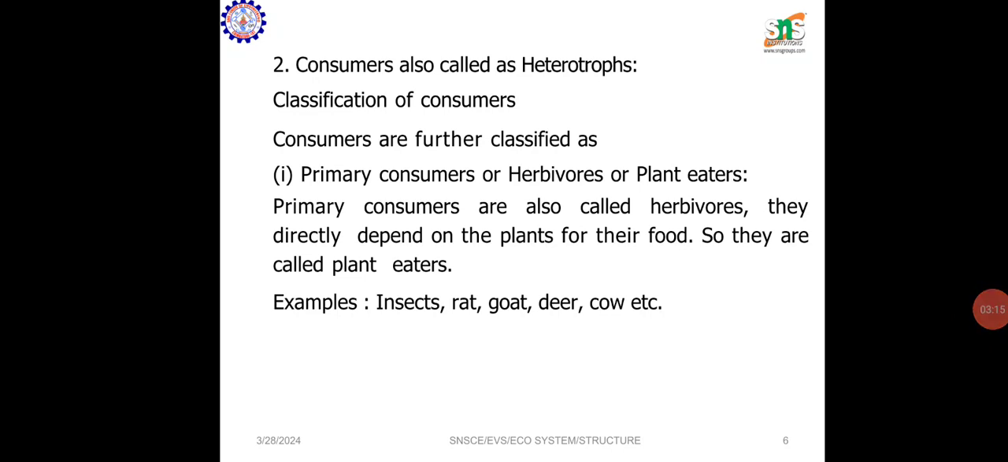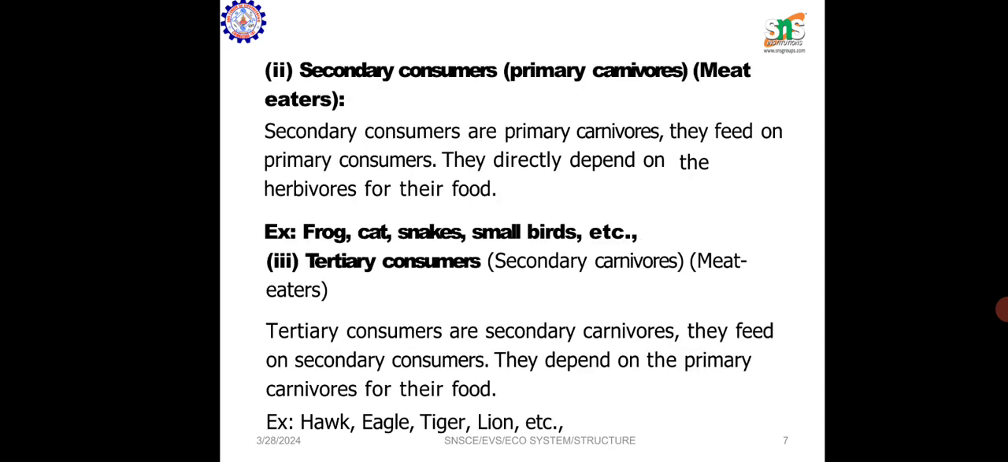The next one is consumers. They are also called heterotrophs. The classification of consumers begins with primary consumers, which are called herbivores or plant eaters. They directly depend on the plants for their food. Examples: insects, rat, goat and deer. These get their food from the plants.